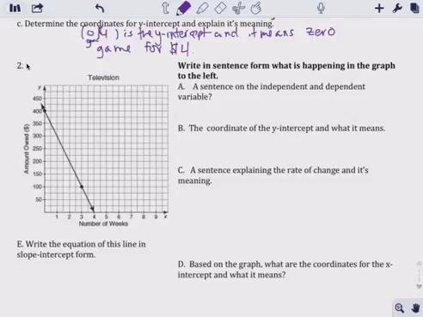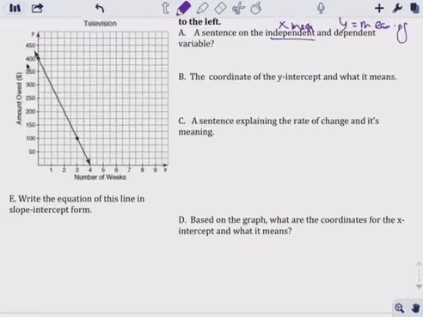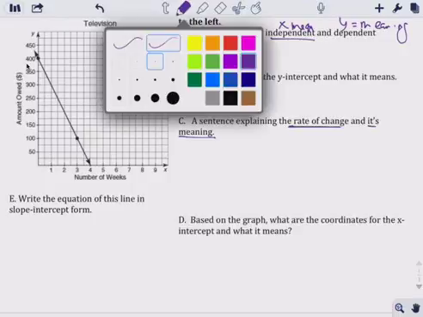A sentence on independent. Independent is your x and its meaning. Okay? And this is y and its meaning. I believe I did this from all my classes already for this problem here. So I'm not going to do this one. The only one I think I may have not explained in one of my classes is the rate of change and its meaning. I believe I did in all the classes.